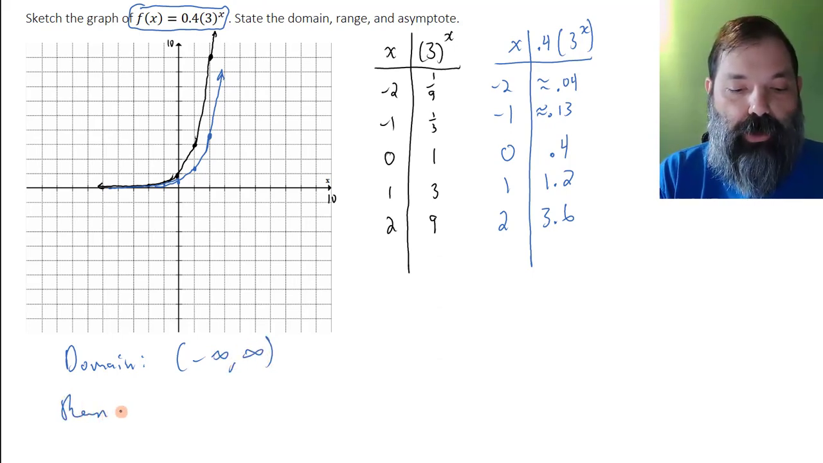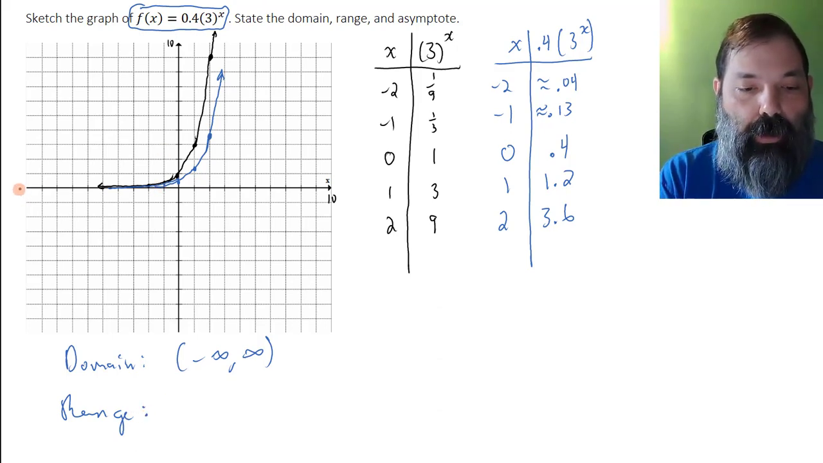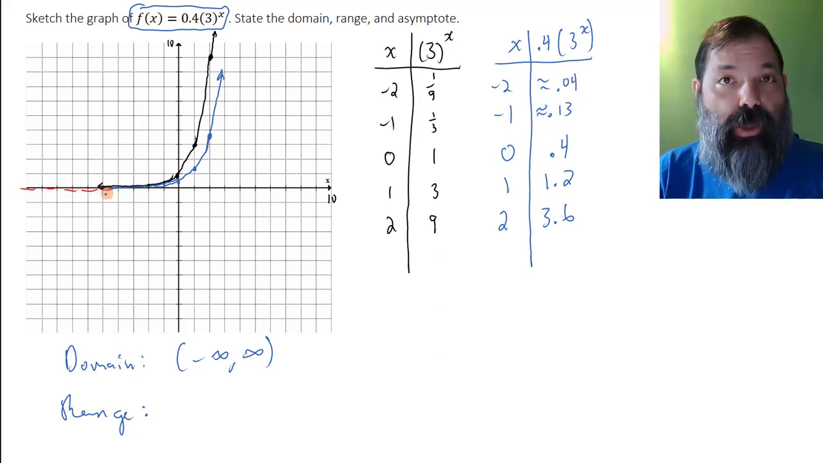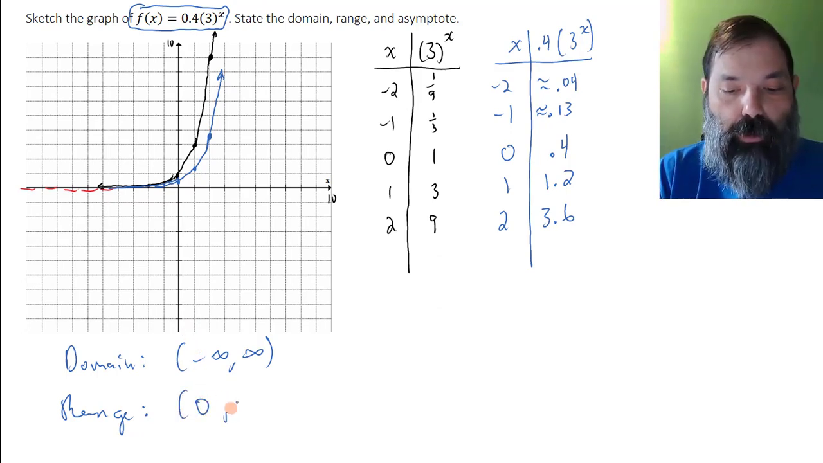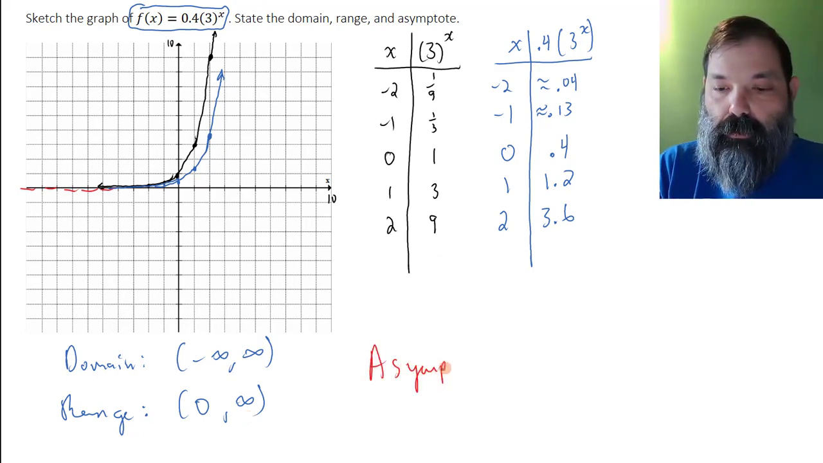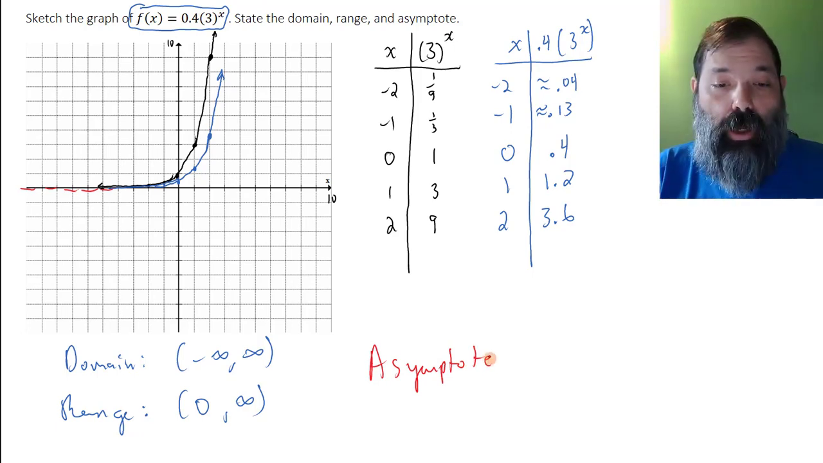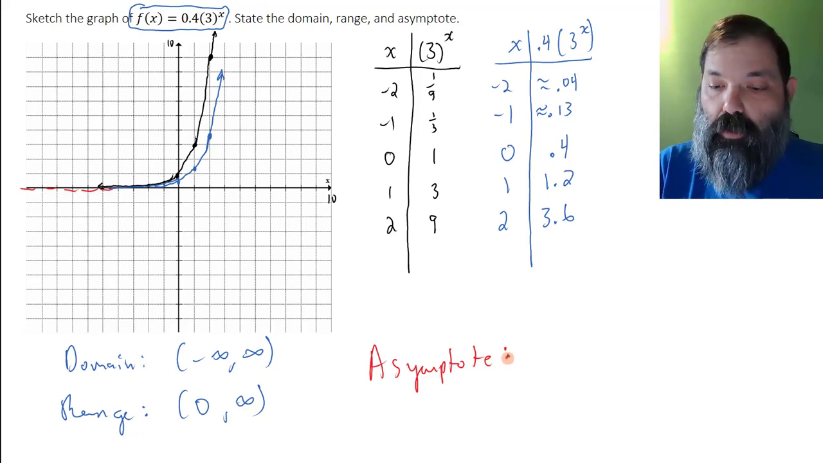The range of the function. Okay, so remember it's asymptotic here. It's going to get closer and closer to the x-axis as my x values become further negative. So then the range is from 0 to infinity. The asymptote, and we just drew it, the asymptote is a line, and in this case it's the line y equals 0.